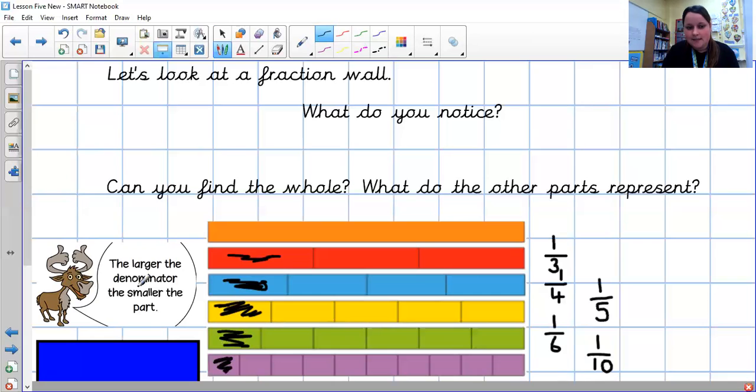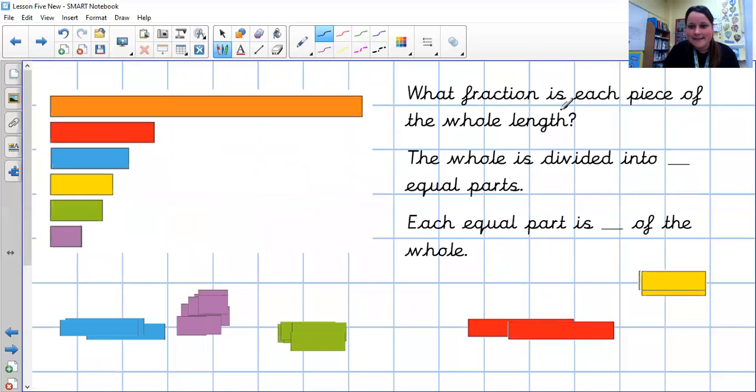So Colin's helped us out here by telling us that the larger the denominator, the smaller the part, and hopefully you noticed that yourself. Okay, so let's have a look at this one. What fraction is each piece of the whole length? So the orange here is my whole. So I want to know what my whole has been divided into. How many equal parts has my whole been divided into? And what is each equal part worth? So each equal part is something of the whole.